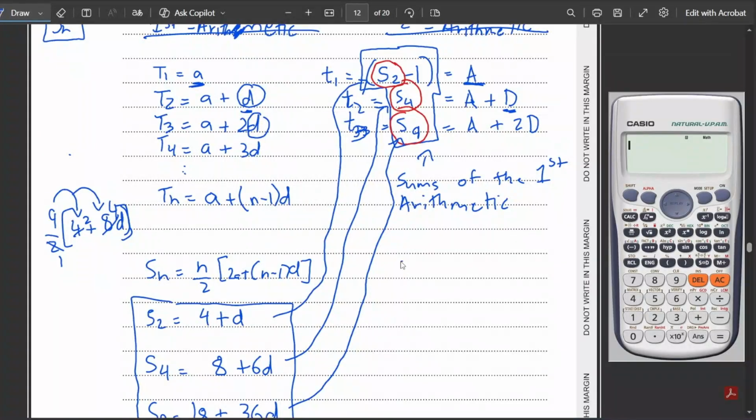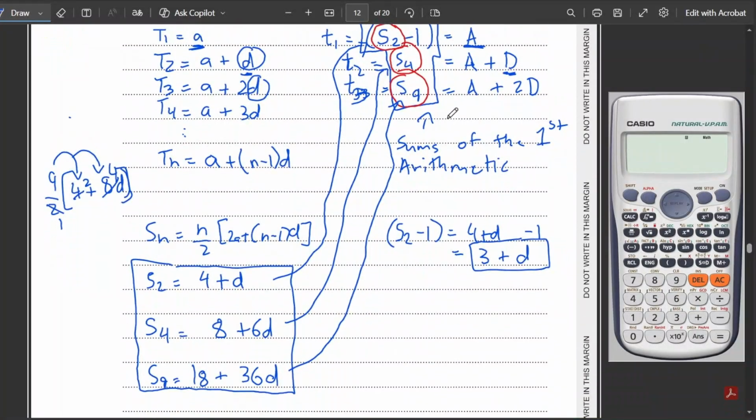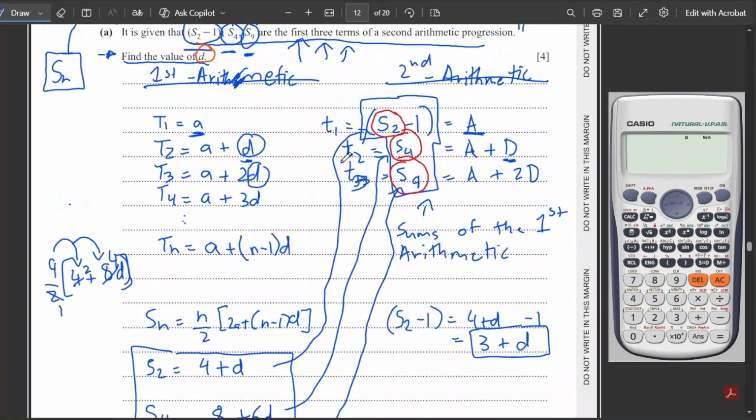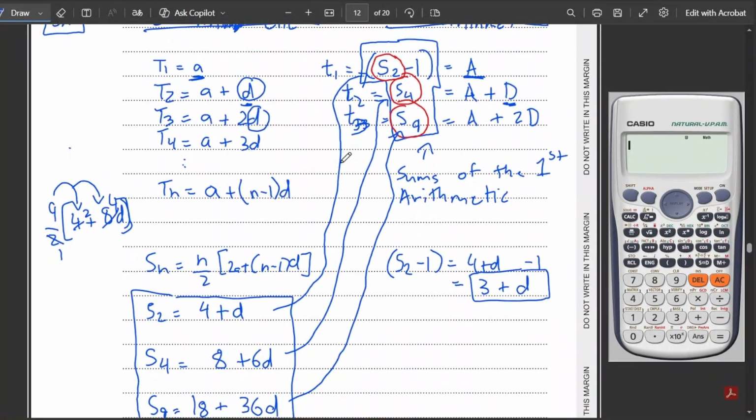I've already found S2. If I want to find S2 minus 1, all I have to do is put in the value of S2, which is 4 plus d, and then minus 1 from this. So it's going to be 3 plus d. This is S2 minus 1. So now I know S2 minus 1, I know S4, I know S9. Here's how you can find d. This is a bit tricky, but here's how you can find d.